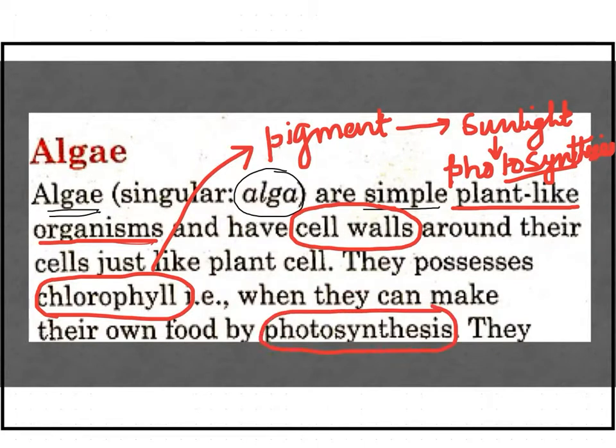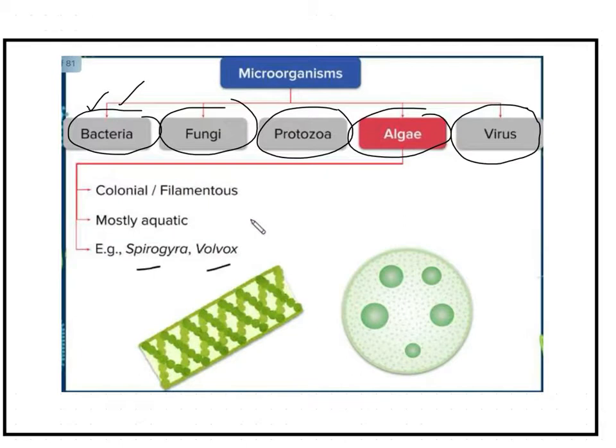So we have noted very important characteristics. First, they are plant-like organisms. Second, they have cell walls. Third, they contain chlorophyll. And fourth, they prepare their own food with the help of photosynthesis. Let's come back to the same slide.